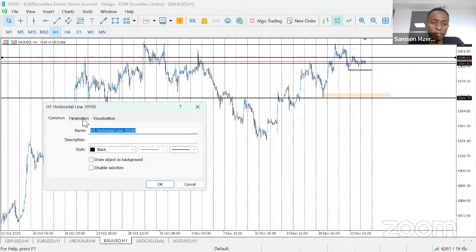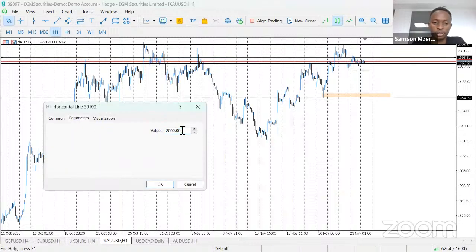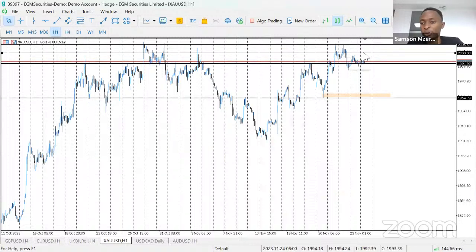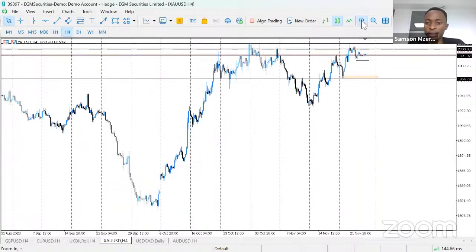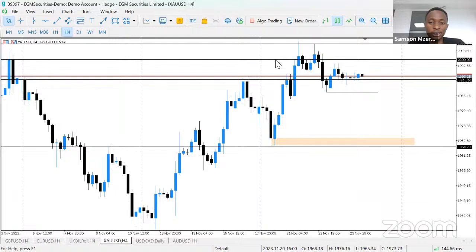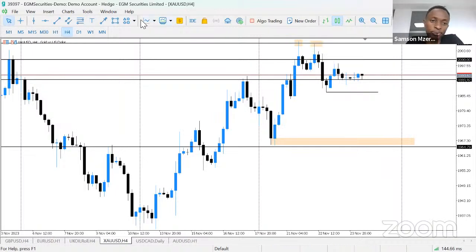So let me just mark for you the 2000 level there. Anytime gold has managed to go up above 2000, it seems to come back down. Another thing you need to notice with gold is, if I zoom this in, we made two tops. So we made a top, we touched here and here. So we had two tops like that.